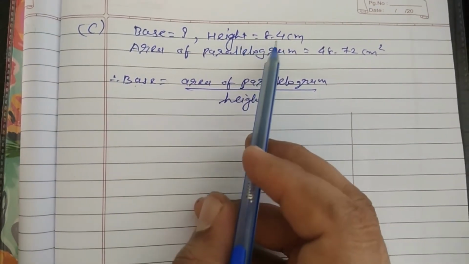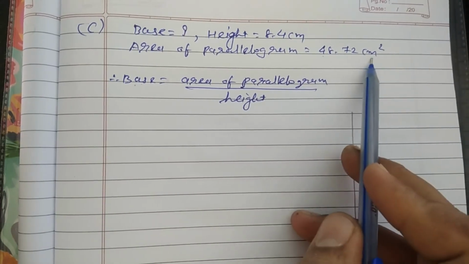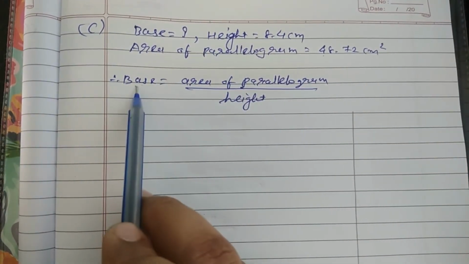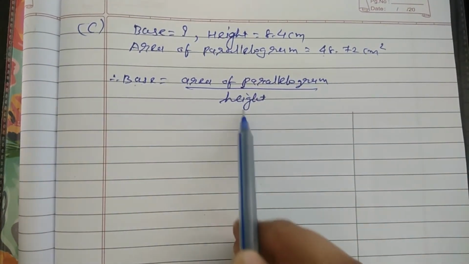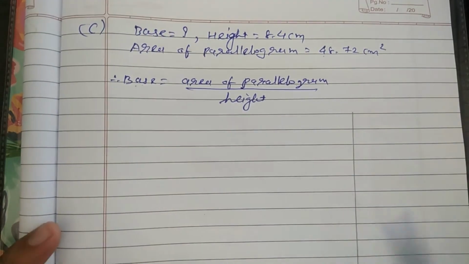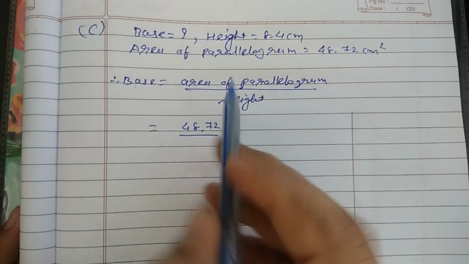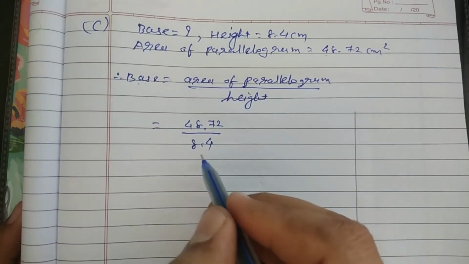Next, sum C. Here height is given as 8.4 centimeter, area of parallelogram is given as 48.72 centimeter square, and we have to find the value of base. So we will use the formula for base, that is area of parallelogram divided by height. Area of parallelogram is 48.72 divided by height, that is 8.4. Now here we have to do this division.